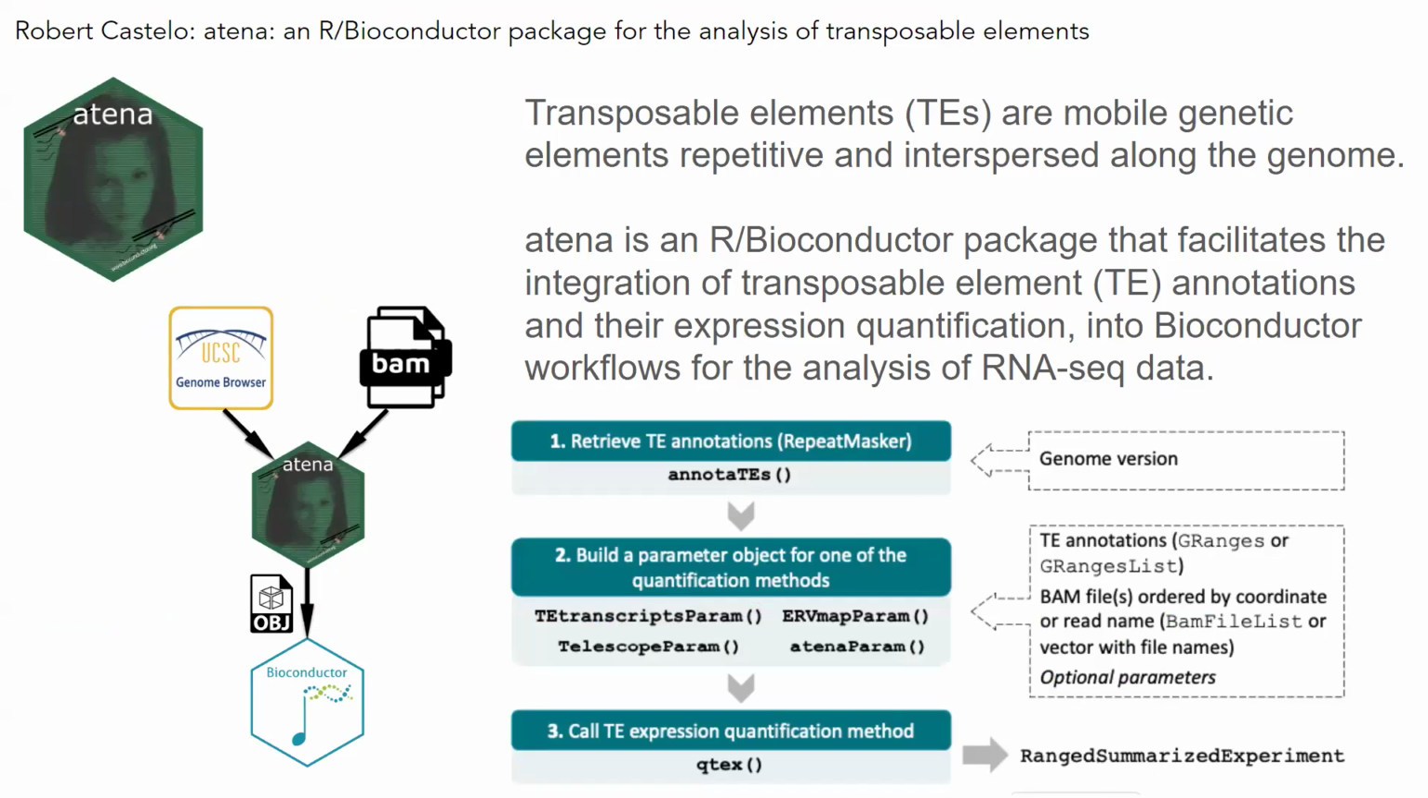So this is a poster about a package we talked about today at the awards. This is a package for analysis of transposable elements. You know that they are mobile genetic elements that are repetitive and interspersed on the genome, which makes them difficult if you want to quantify their expression, because multi-mapping reads go to those locations. And this package facilitates integration of annotations and their expression quantification into Bioconductor workflows for analysis of RNA-seq data by using a common interface for 4 different methods that are implemented in the package. That's it.